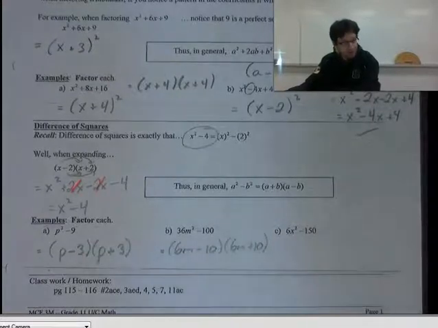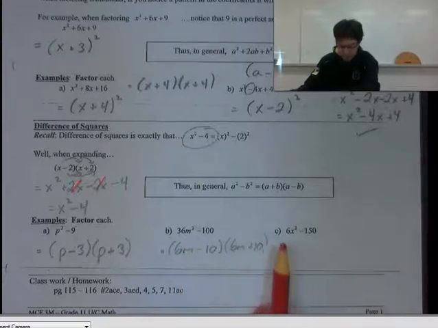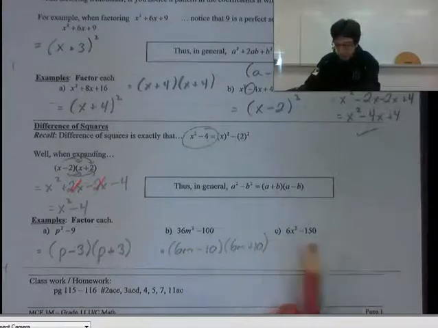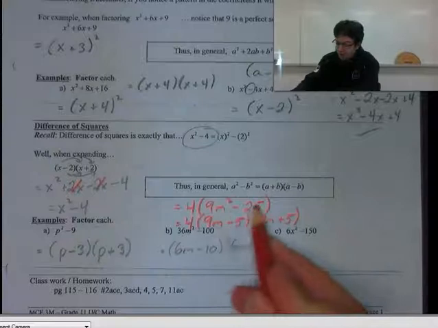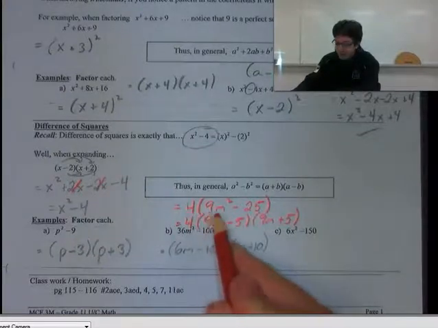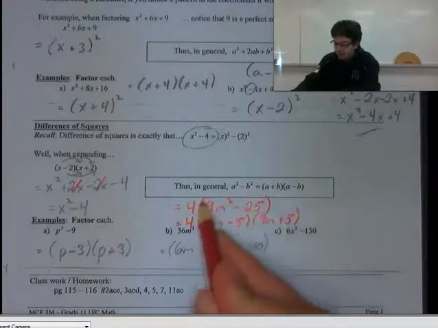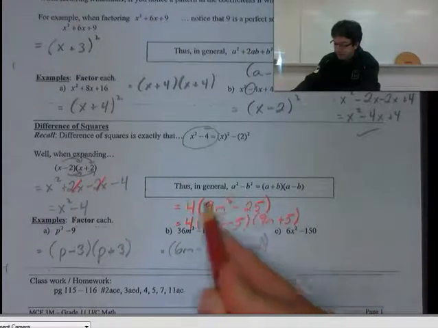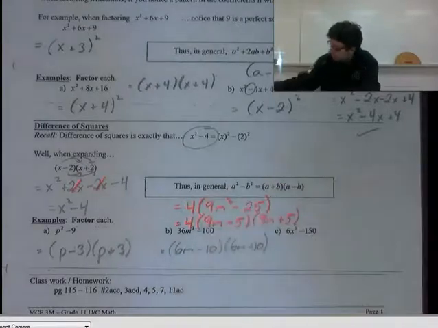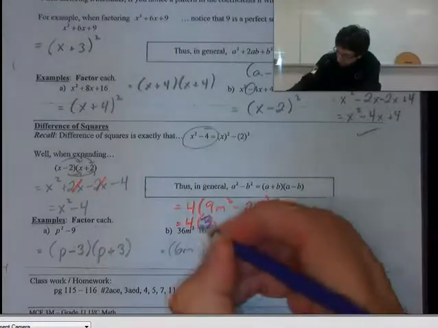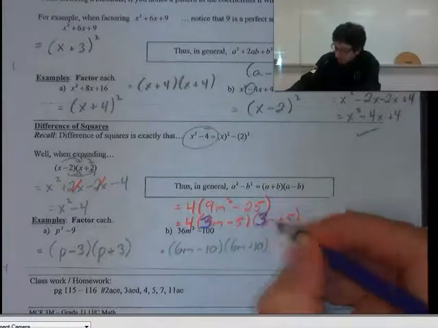Another option, which is what I've told many of you to always do, is to first look to see if there's a common factor. In this case, there is. Okay, so when we pull out a common factor, we can still see we have perfect squares here, the 9 and the 25, and so this is also a difference of squares, which we can write as 4 times 3m minus 5 and 3m plus 5.